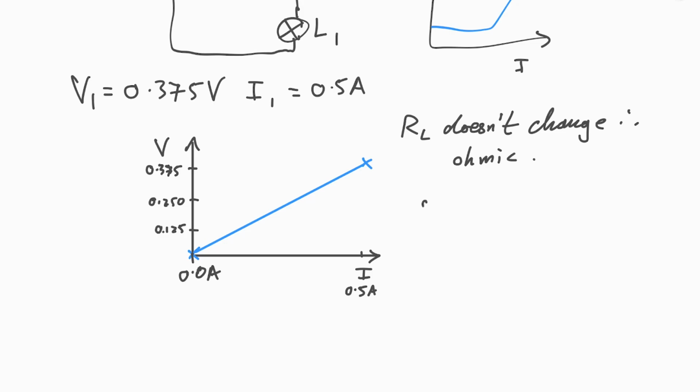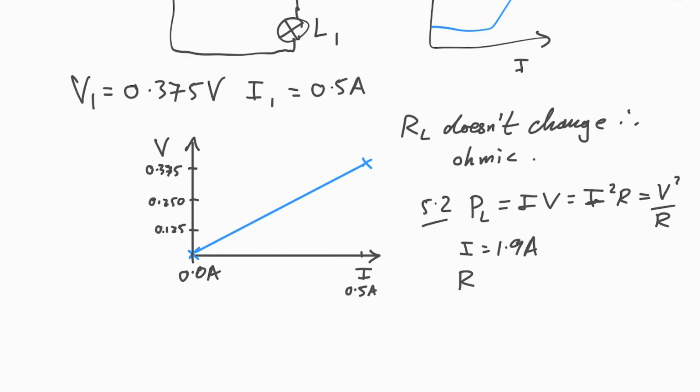Okay, 5.2, calculate the power dissipated in L1. So power in the lamp, well, power we know is either IV or I squared R or V squared over R. It just depends on what numbers we have. So I is 1.9 amps. And we don't know the PD, of course. So I mean, we could kind of figure it out, but we're not going to do that. We might as well just use the resistance.